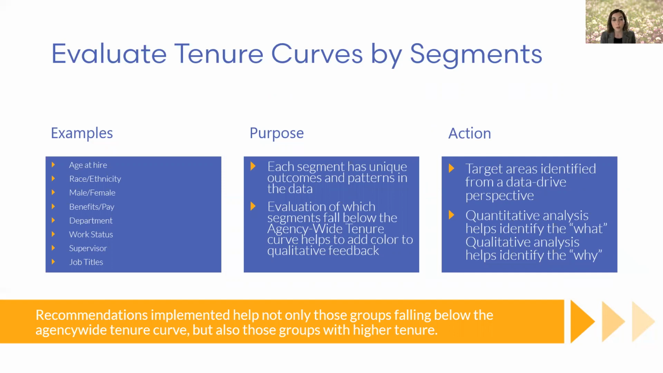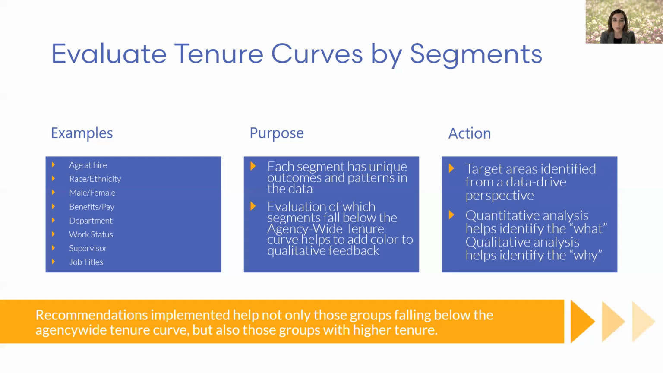So what this helps us understand better is which groups are driving the tenure curve down versus up. Now, that being said, we don't want to say that these are the only people you should hire if they're above the tenure curve. That's not at all what we're getting at here. The goal and the action behind this is to really understand from a data-driven perspective what's going on with those folks that are below the curve and what changes can be made to help improve their tenure.